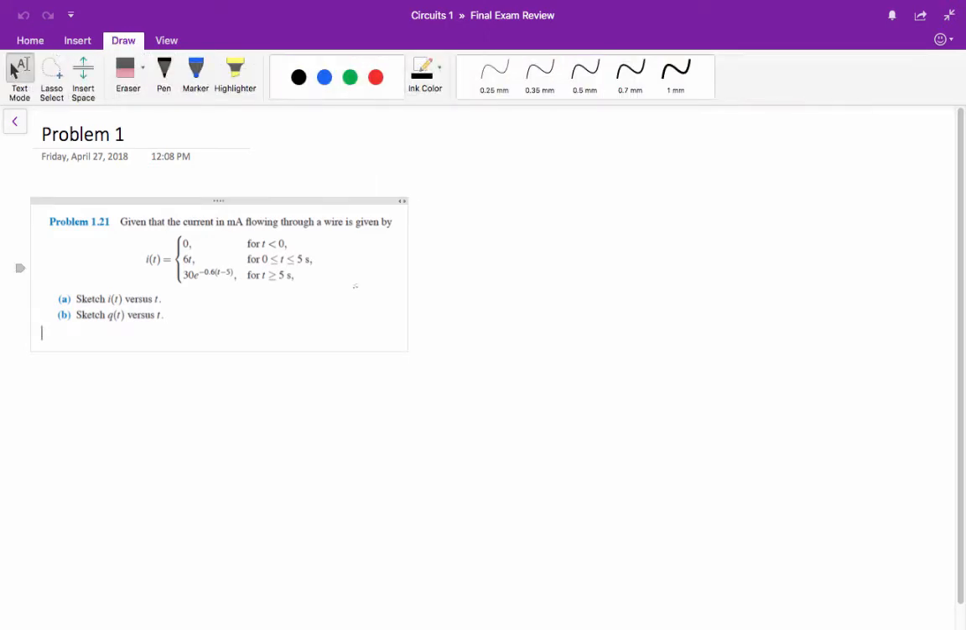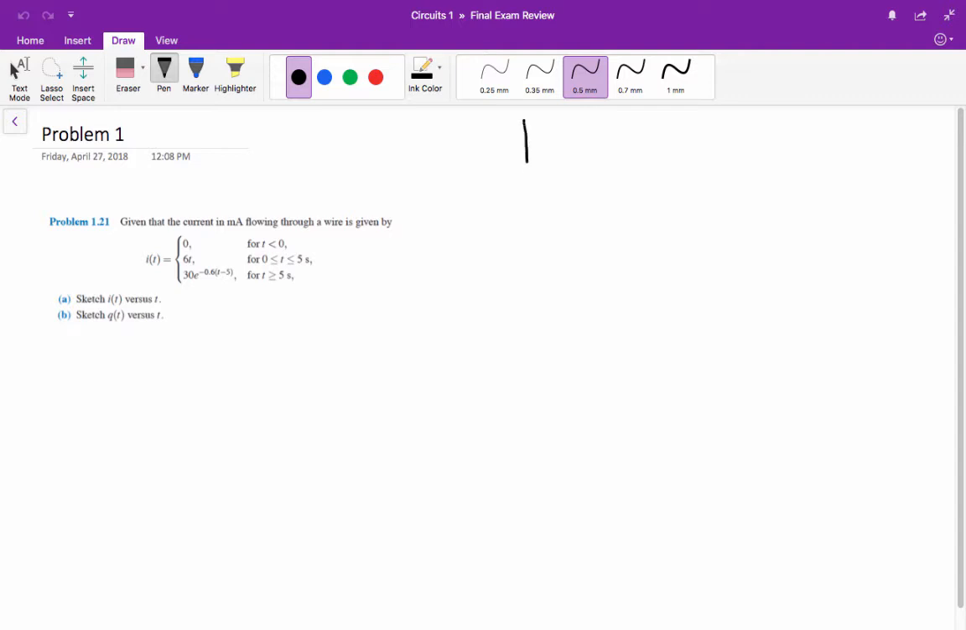This is the worksheet review problem 1. So here's a problem from chapter 1. And we have given that the current flow in milliamps flowing through a wire is given by, and then we have this piecewise function. We're supposed to sketch the current versus time and the charge versus time.